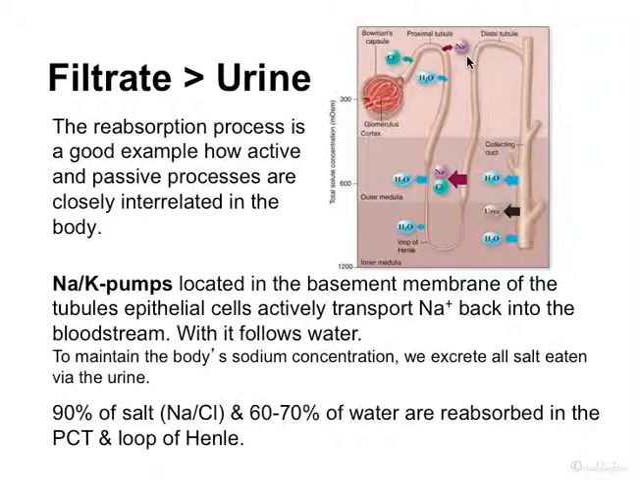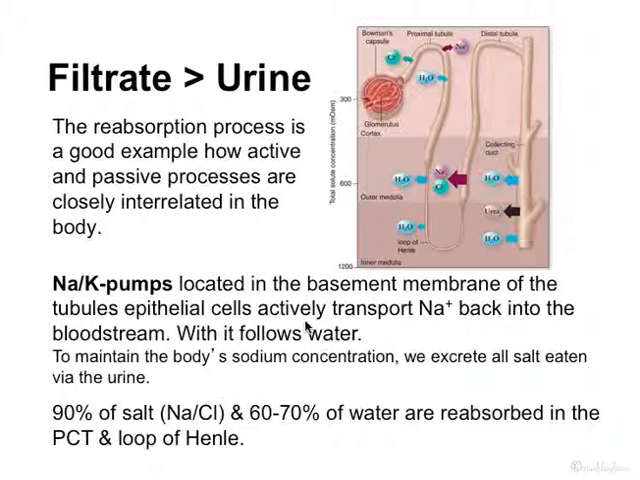And as I said before, with sodium follows water. So table salt, sodium chloride. With the sodium follows the water. To maintain the body's sodium concentration, we excrete all salt eaten via the urine. So that's where eating salt becomes a problem with high blood pressure, because water and salt work together. If you chronically eat high salt content, the body will raise that salt content and it will bring more water in. So we retain more water, and that raises blood pressure.